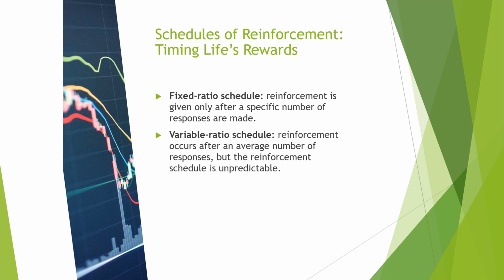So if a FR 100, right, that means 100 boxes before you get reinforced. If it is a VR 100, you may get reinforced after 25 responses, and then maybe after 75 responses, and then maybe after 36 responses, and then maybe after 82 responses. It's all based on an average. The crucial factor in both of these is the number of responses. Okay, so that is ratio schedules, both fixed and variable.